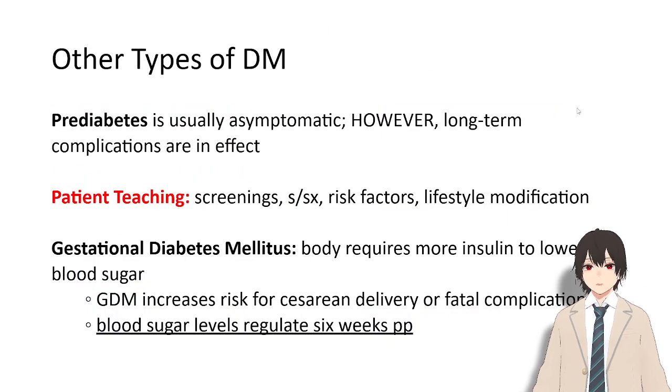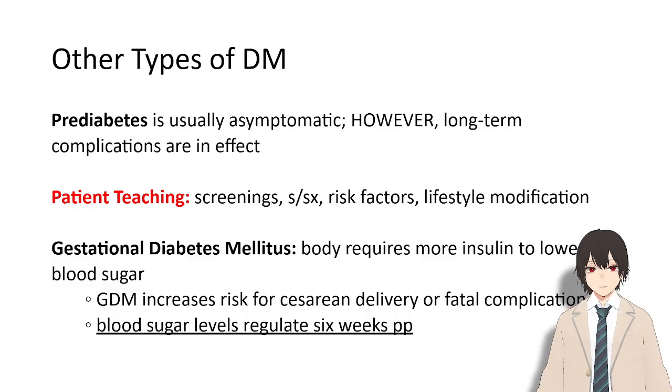Now there's other types of diabetes. Pre-diabetes is usually the precursor to developing type 2, and it's usually asymptomatic. However, long-term complications are still in effect. Some things that we want to enforce on the patient, such as the teaching part of it, are early screenings, signs and symptoms, risk factors, and lifestyle modifications, right?